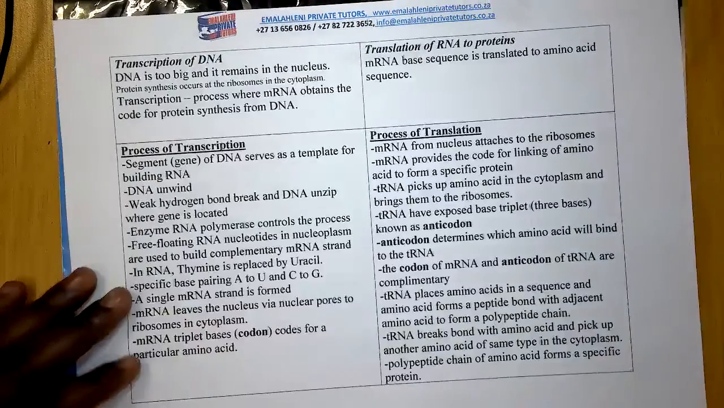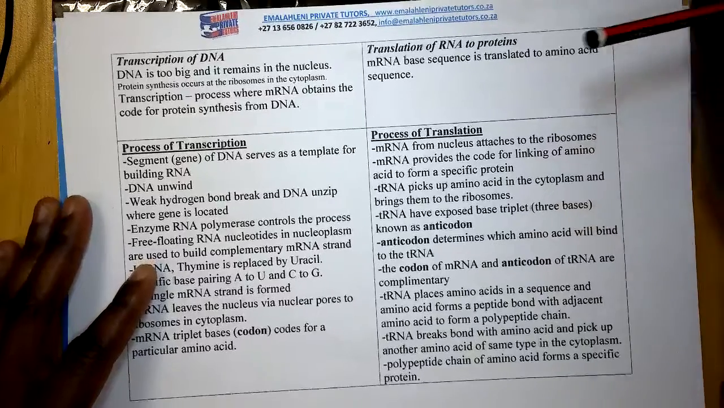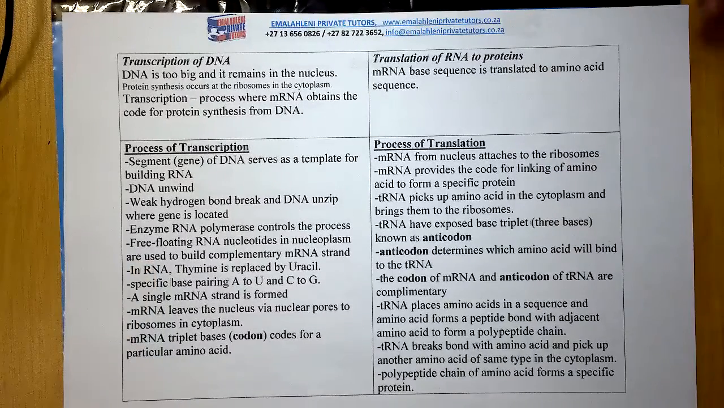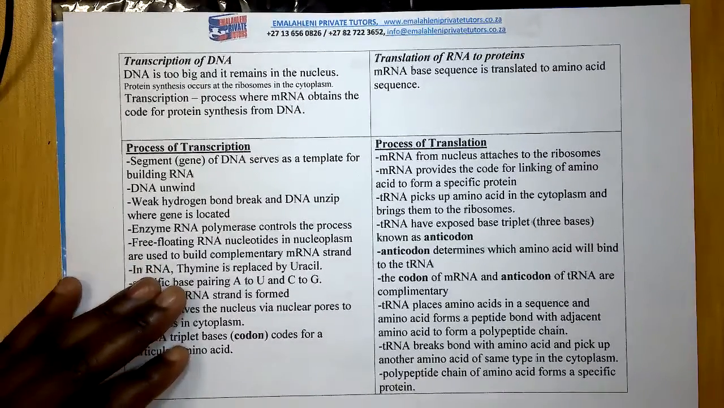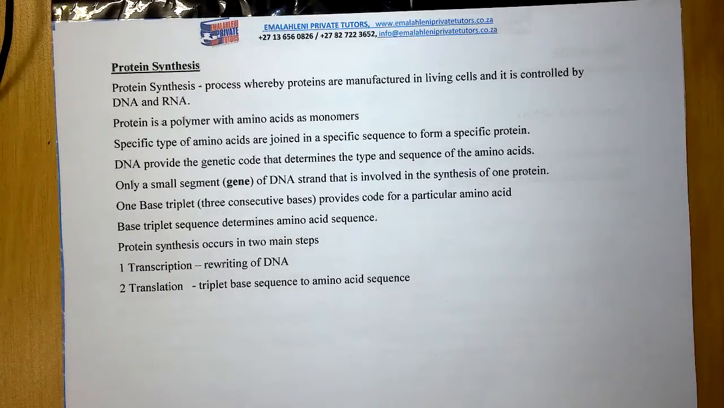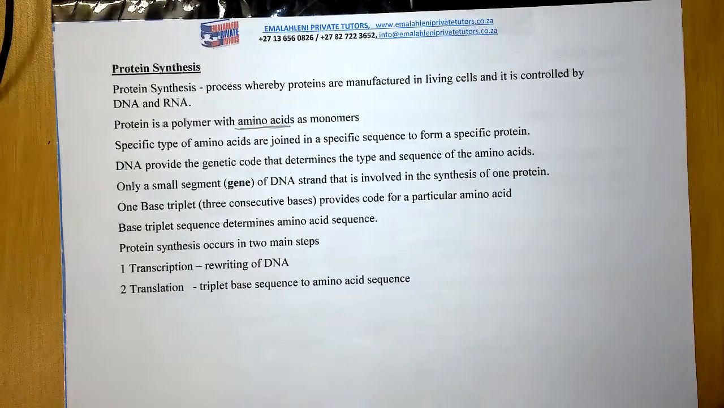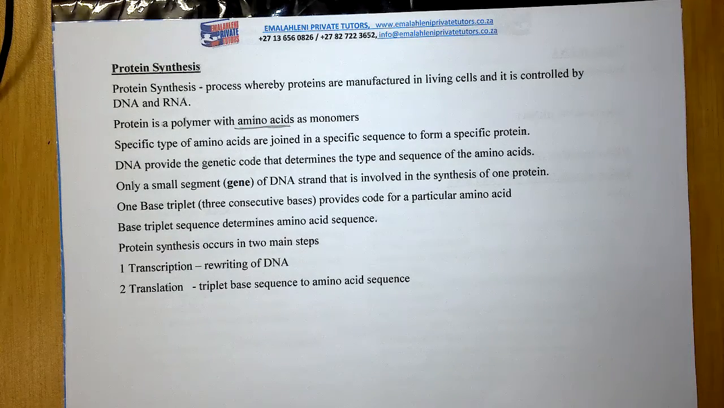Okay. Now let's move on to what's called protein synthesis. This is a very important part of this chapter. Protein synthesis is a process whereby proteins are manufactured in living cells, and it's controlled by DNA and the messenger RNA. So protein is a polymer with amino acid as a monomer. So here the building blocks are amino acids. Then specific types of amino acids are joined in a specific sequence to form a specific protein.